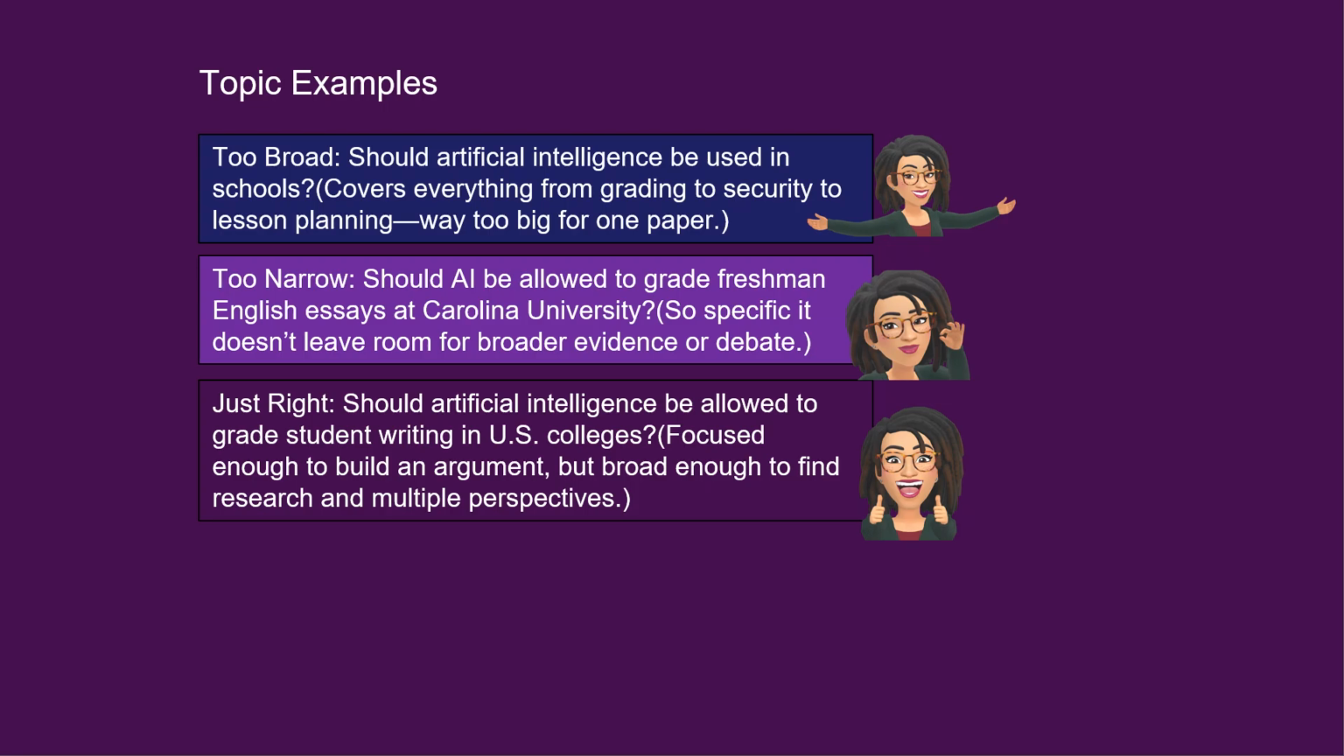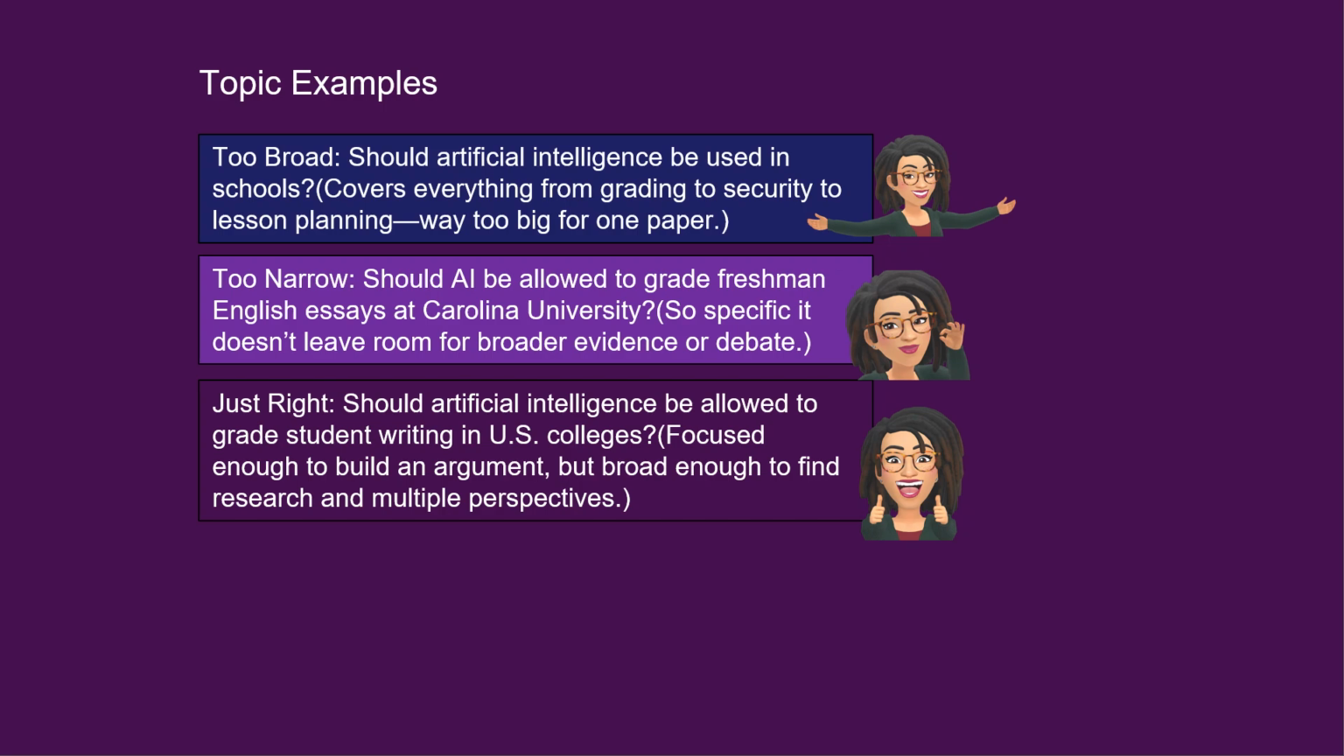So here are some topic examples. One is too broad, one is too narrow, and one is just right. Let's read. So a too broad topic: Should artificial intelligence be used in schools? This topic is way too broad because it covers everything from grading to security to lesson planning. It's way too big for one paper.